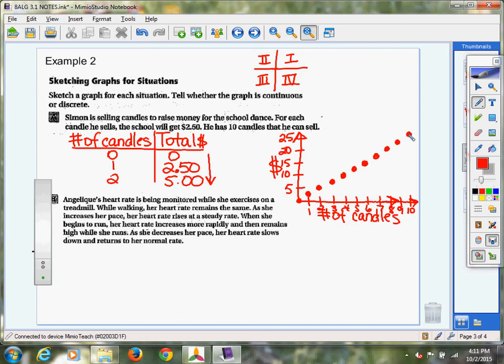All right, good job. So here we are, back to letter B. Angelique's heart rate is being monitored while she exercises on a treadmill. While walking, her heart rate remains the same. As she increases her pace, her heart rate rises at a steady rate, and when she begins to run, her heart rate increases more rapidly and then remains high while she runs. As she decreases her pace, her heart rate slows down and returns to her normal rate.